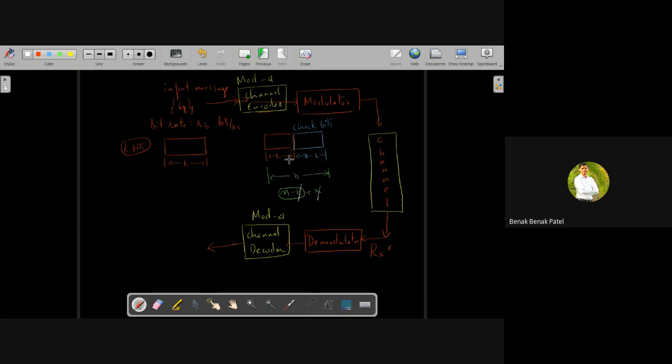So here we can call it an n bit code word. So here this is called a k bit code word. This is our k bit code word, which we get from the source encoder block, and the output of this channel encoder is called an n bit code word.